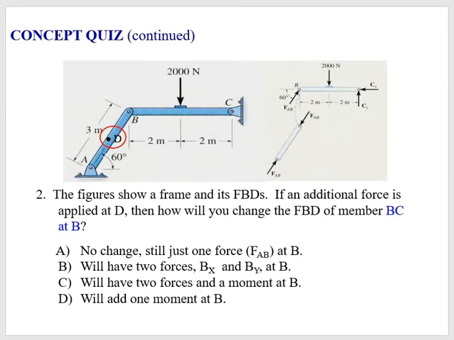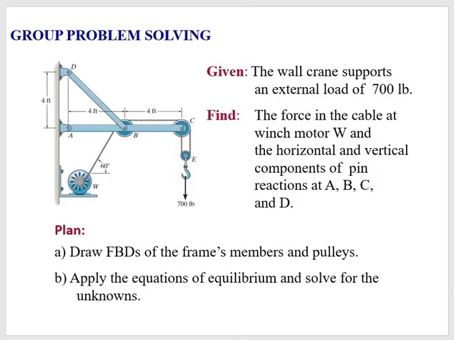Let's do one more problem, hopefully. Okay, so with this problem, I have a wall crane supporting an external load of 700 pounds. And we want to know the force in the cable with which the winch motor and the vertical components of the pins. So we're going to draw free body diagrams of the frame's members. I notice the FBD is a two force member, I can already see that. FAB is not, so I can draw this, and then I can draw these pulleys to look and see what those forces are there. And then I'll apply my equations of equilibrium.